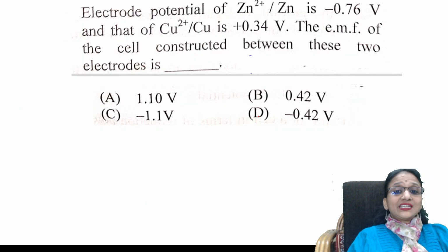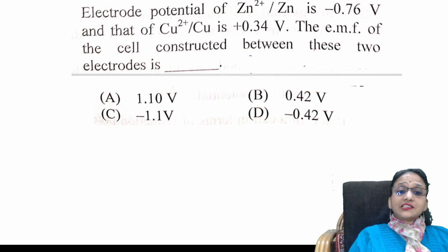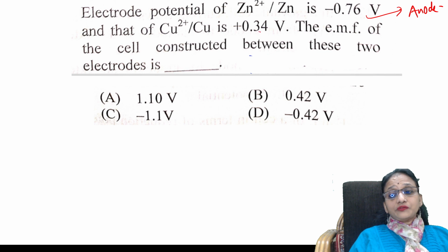Electrode potential of zinc plus 2 and zinc is minus 0.76. Okay. So this is minus 0.76. Which reaction is this, students? This is nothing but your oxidation potential, which is happening at the anodic compartment. And that of copper is plus 0.34. This is nothing but the cathodic compartment.